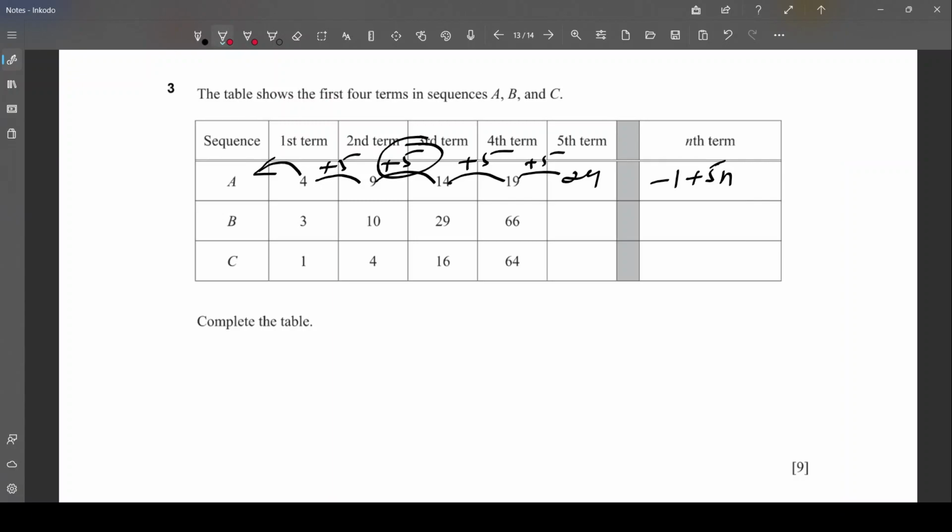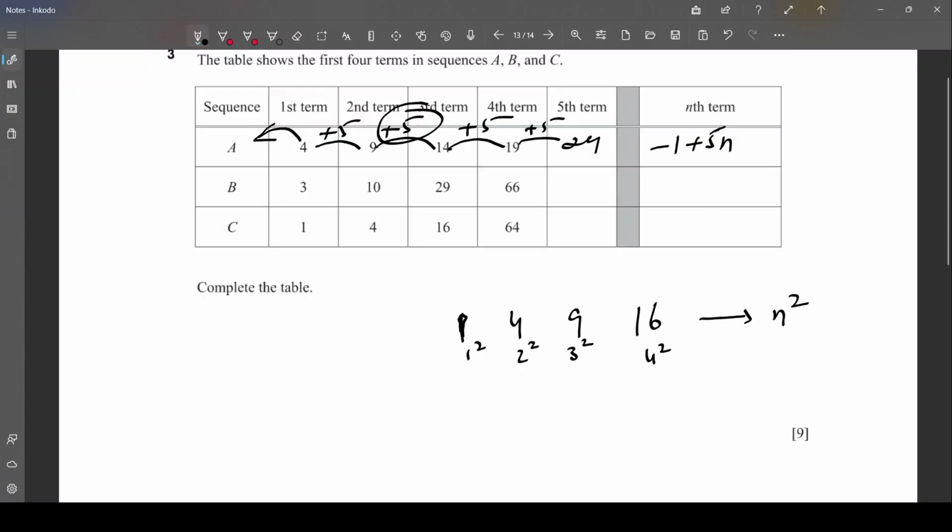3, 10, 29, 66. Actually, your vision and your idea should be much clearer. Try to understand: if I have a sequence like 1, 4, 9, 16, what is the nth term? It has 1 square, 2 square, 3 square, 4 square. Definitely you will say the nth term is n square, correct?